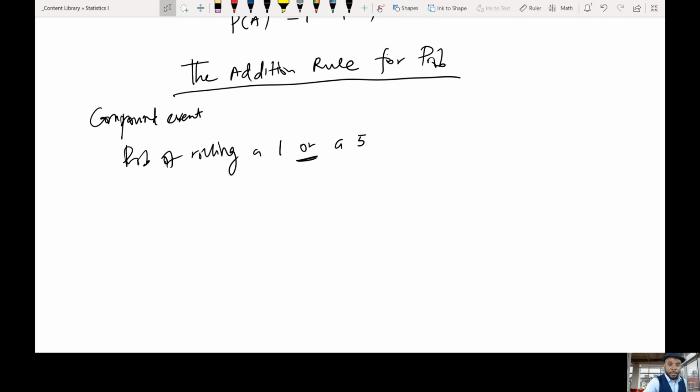Let's say the probability of rolling a 1 is one event, A. The probability of rolling a 5 is another event, say B. So we can say the probability of A or B, which means the probability of A occurring or B occurring or both A and B occurring in a single trial.